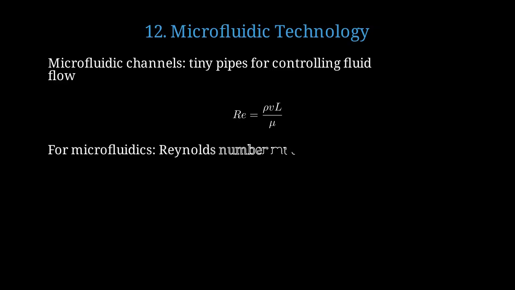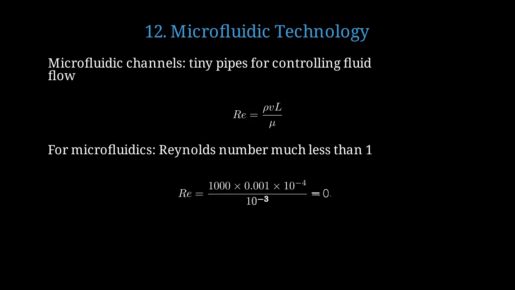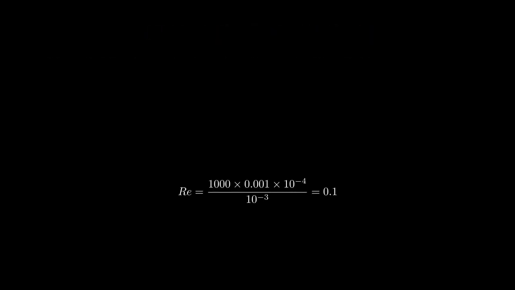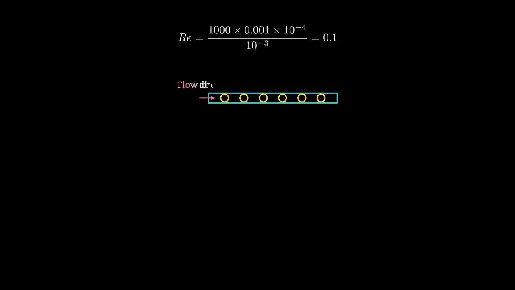In microfluidic systems, Reynolds numbers are typically much less than 1, meaning flow is laminar and predictable. With typical values, Reynolds number equals about 0.1, confirming smooth laminar flow without turbulence. Droplets flow smoothly through microfluidic channels in single file, with precise control over spacing and timing.